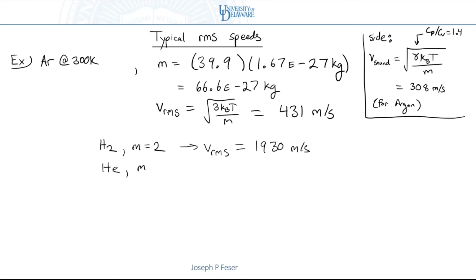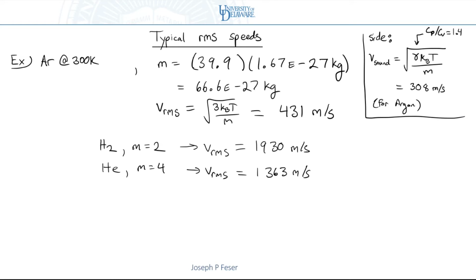Helium, which is m equal to 4 most of the time, would be 1300. Remember, it goes as the square root, so it doesn't change that much. Even though I doubled the mass, it didn't really cut the speed in half.